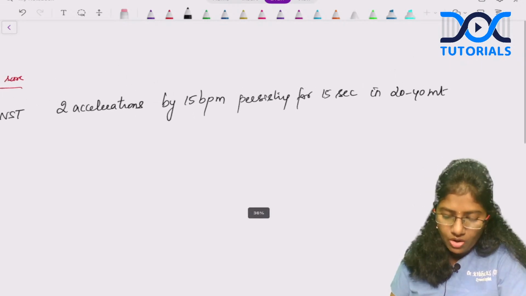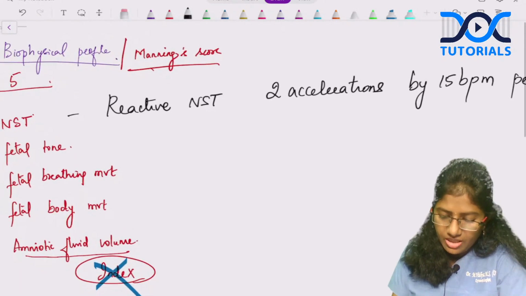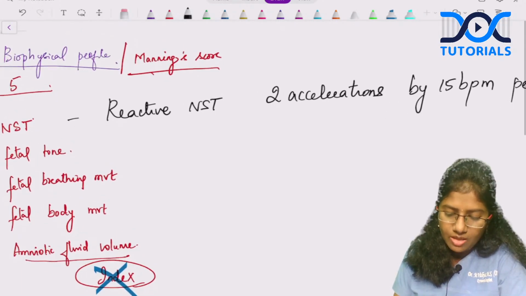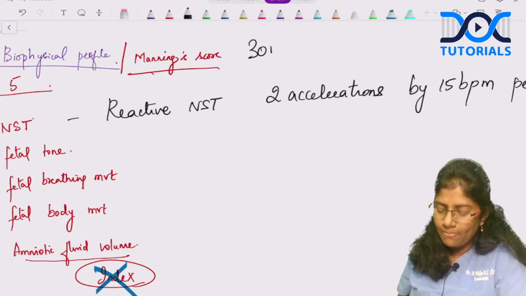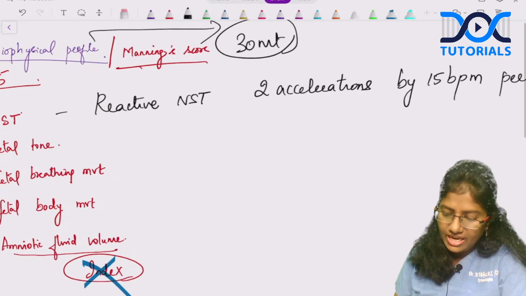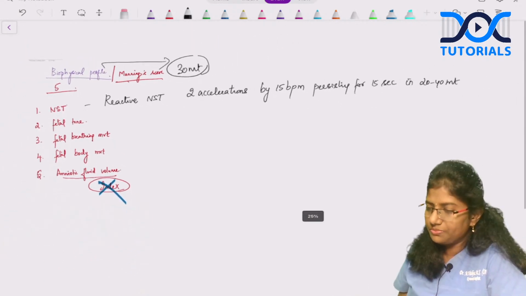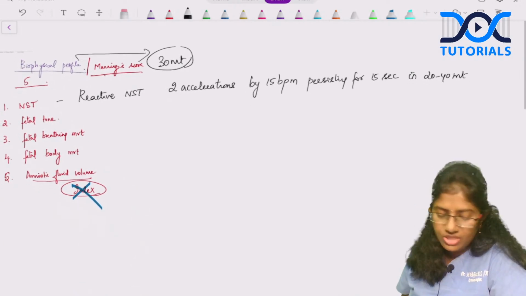So the total recording time will be half an hour, on an average 30 minutes. Biophysical profile is recorded for 30 minutes. So this is called reactive NST, and if this is there, I will give a score of 2. Right, Pooja is right.